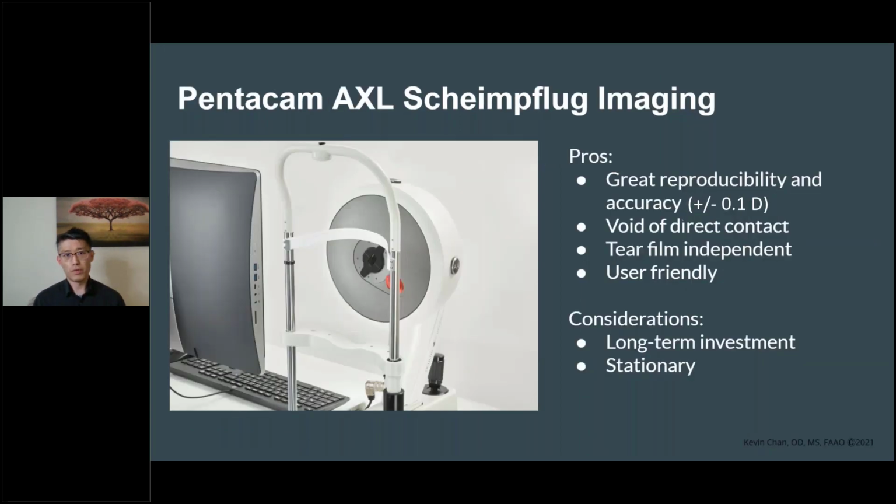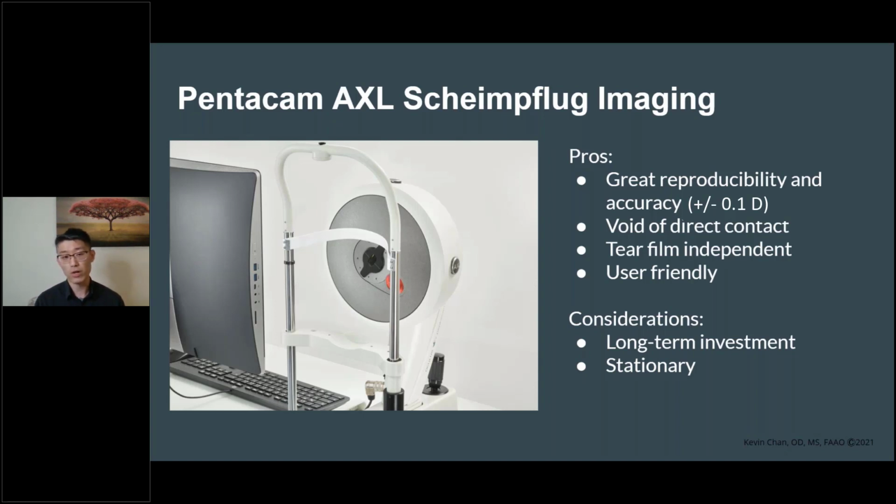In contrast, when you look at other optical biometry, specifically this Pentacam AXL imaging, I have a lot of experience dealing with this equipment in the past few years. And the greatest advantage is that it's highly reproducible and highly accurate. It also doesn't require any direct contact with the patient, especially during and after COVID. Patients will be more cognizant about anything with direct contact.